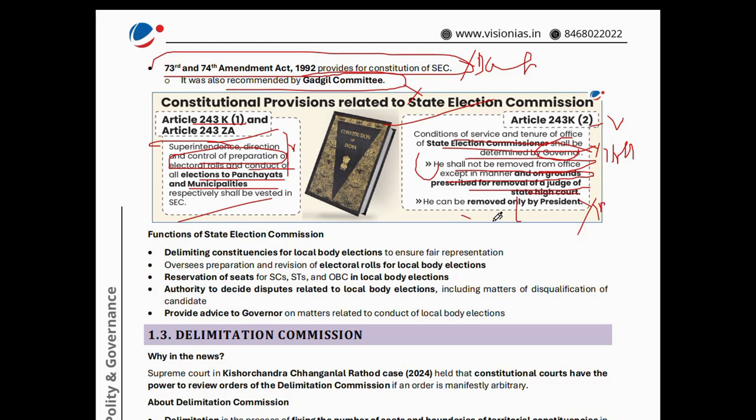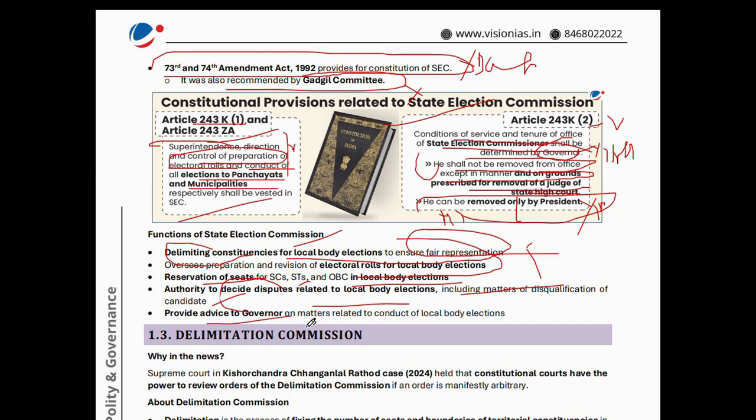Then what are the functions of the State Election Commission? Delimitation of constituencies of local bodies elections, ensuring free and fair elections, electoral rolls for local bodies elections, reservation of seats for SC, ST, OBC in local bodies elections, authority to decide disputes related to local body elections, including matters of disqualification of candidates, providing advice to the Governor on matters related to the conduct of local body elections. This is all about the State Election Commission. I hope it will be helpful in your revision.